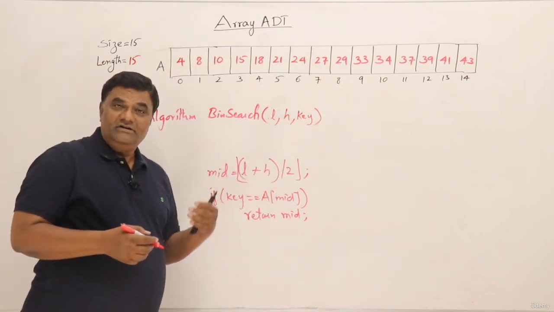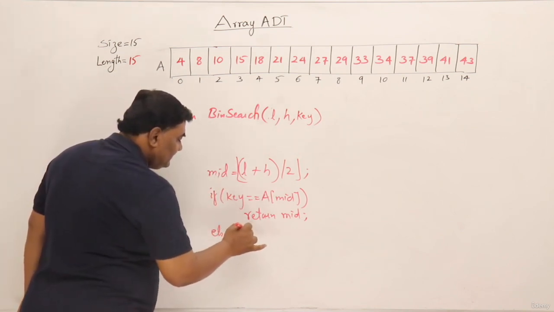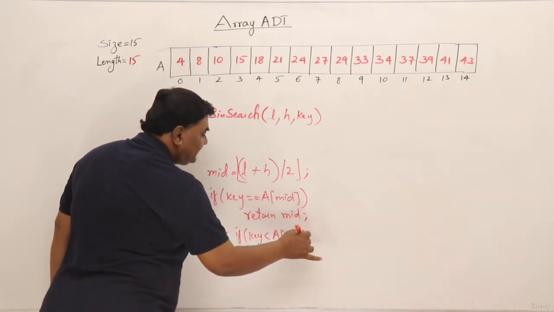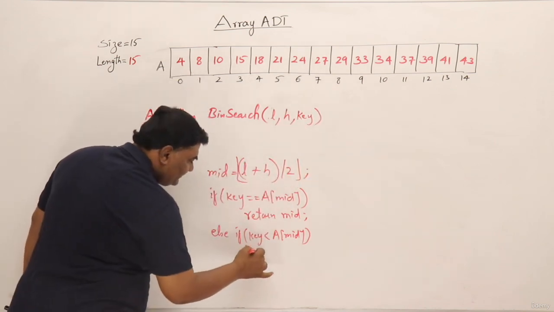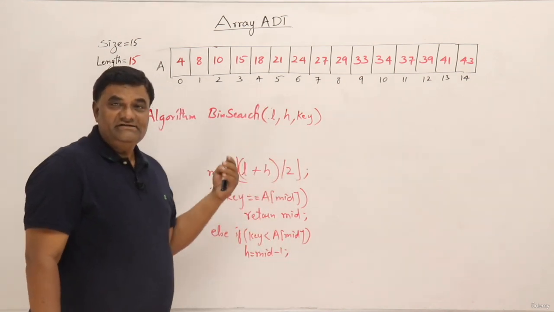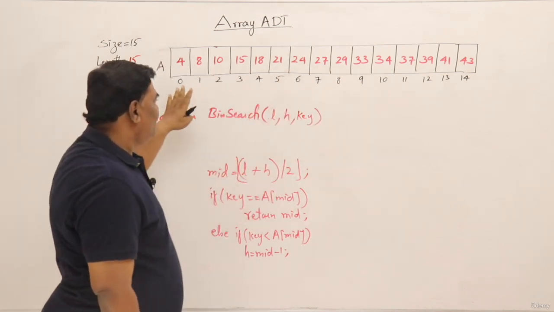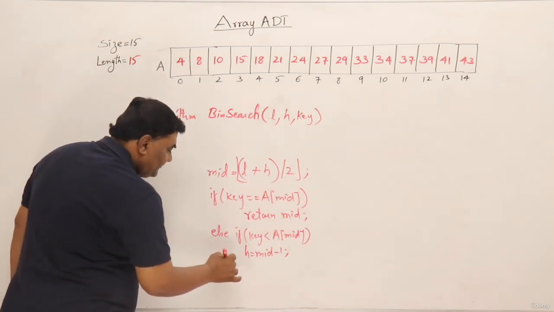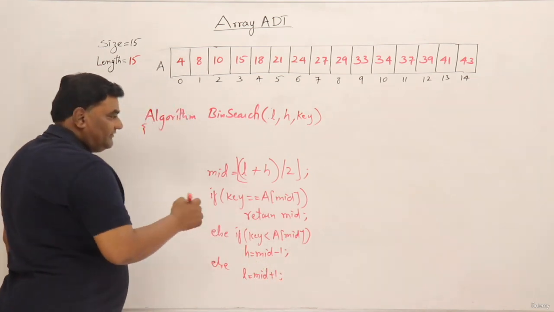Now, if the key element is smaller, then check on the left hand side. So else if key is less than A of mid, it is on the left hand side, so we modify high to mid minus 1. If it is not equal and not less, then it must definitely be greater. So we have to check on that side and modify low to mid plus 1. This is what we were doing.